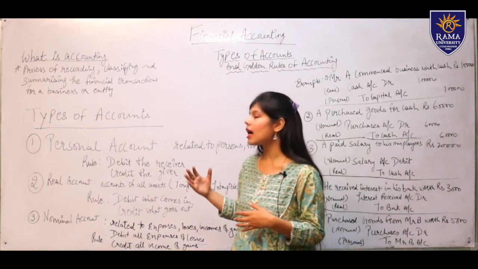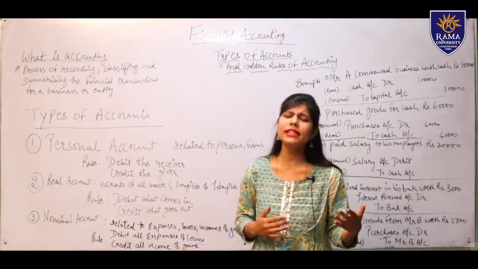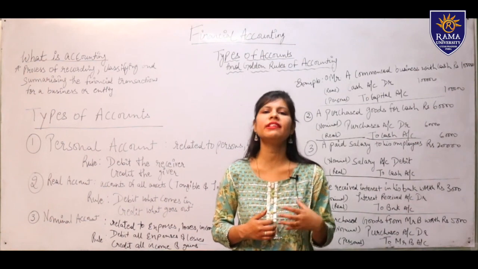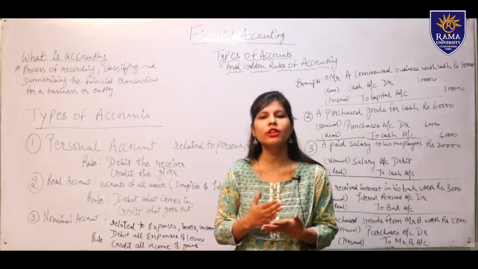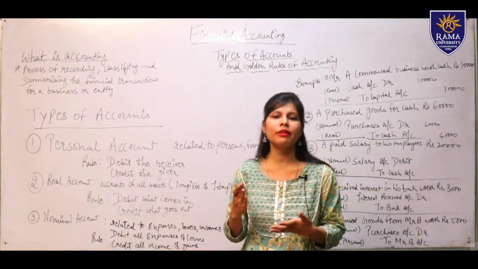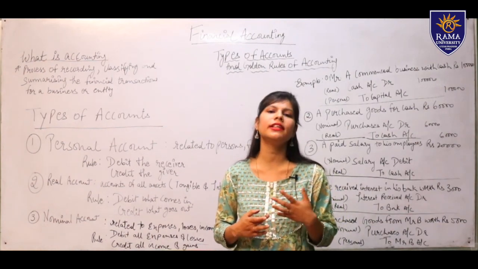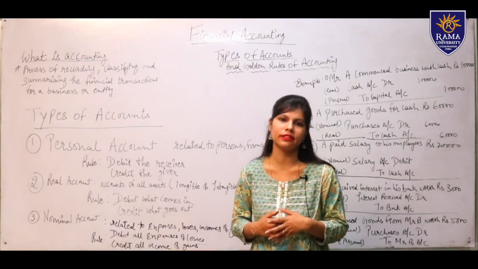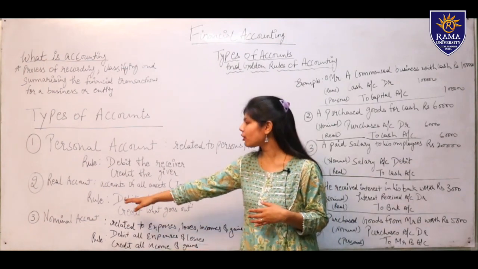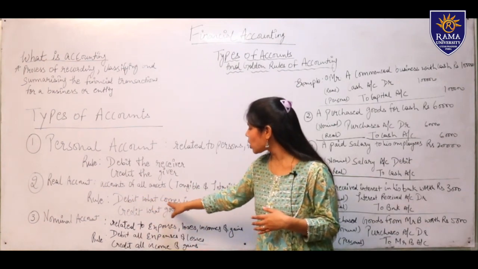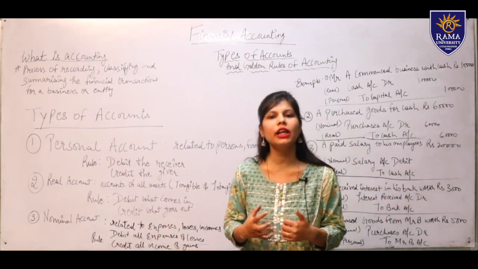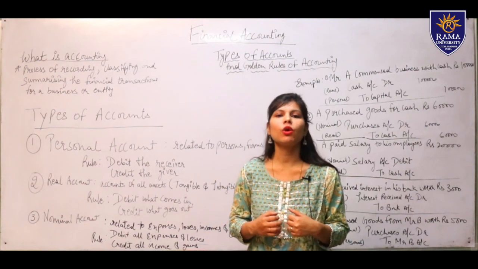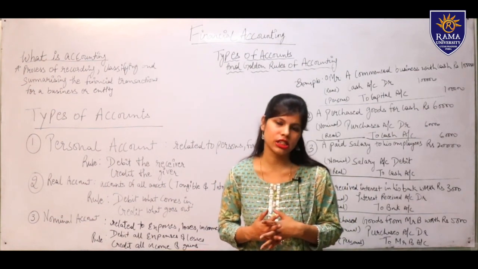Next one is intangible. Intangible assets are those which cannot be seen, so we cannot call them tangible. For example, goodwill, patent. These are examples of intangible assets. And the golden rule for real account is debit what comes in, credit what goes out. Whatever is coming in, we debit it, and whatever is going out, we credit it.